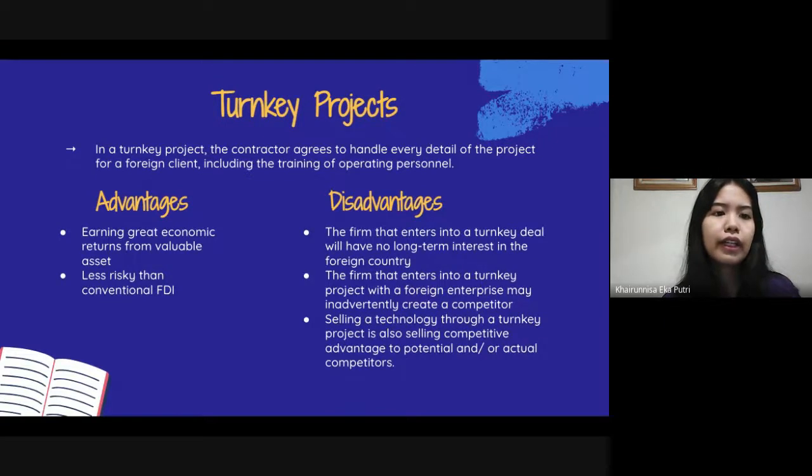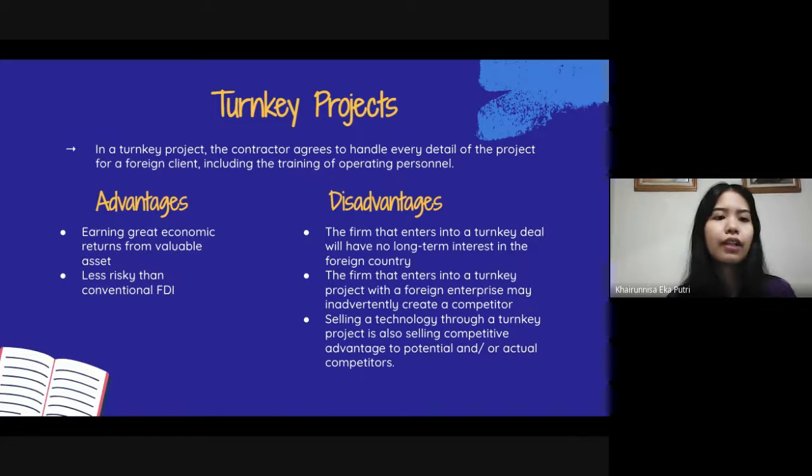Next, turnkey projects. In turnkey project, the contractor agrees to handle every detail of the project for a foreign client, including the training of operating personnel. Turnkey projects are most common in the chemical, pharmaceutical, petroleum refining, and metal refining industries.